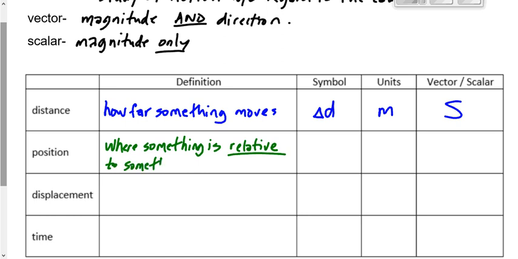Relative to a reference point or relative to something else. It's a vector because it does have a direction associated with it. Right?